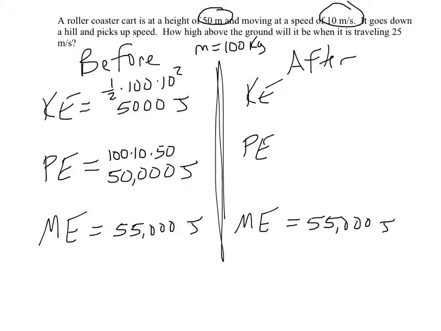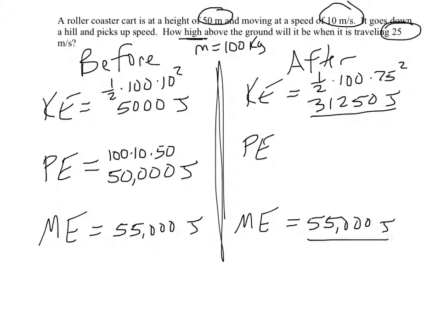Now it then wants to know how high above the ground it will be when it is traveling 25 meters per second. Well, if we know the speed after, we can now calculate the new kinetic energy, 1/2 times 100 times 25 squared, and that is going to end up being 31,250 joules. So if that's the kinetic energy and we know the total energy, you can find the potential energy by taking the difference, because the kinetic and the potential must add up to that 55,000. So the potential energy is 23,750 joules.